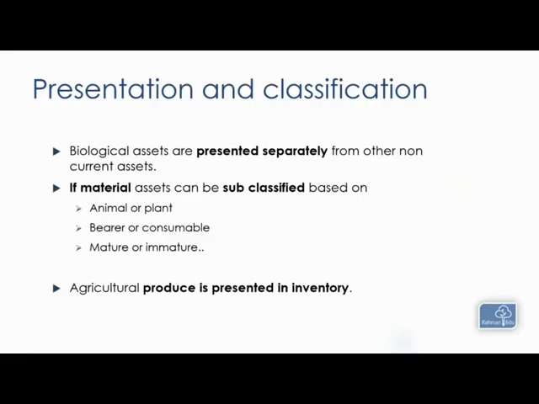Next, presentation and classification. Well guys, we are going to present our biological assets separately from other assets. And if material, we are going to subclassify our biological asset as animals, plants, bearer, consumable, mature, immature, etc. Agricultural produce, you know already, is shown in inventory.